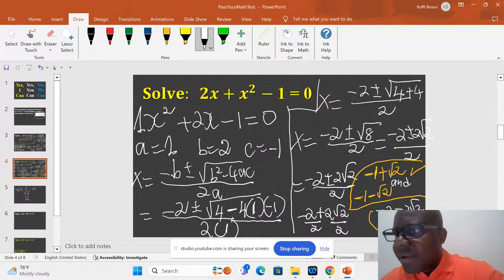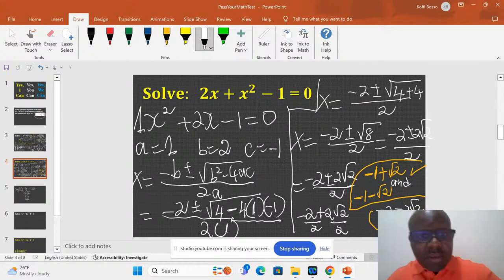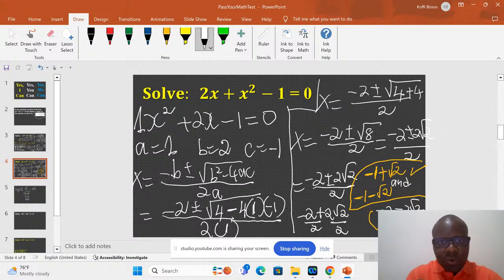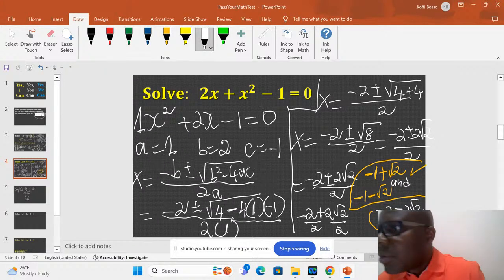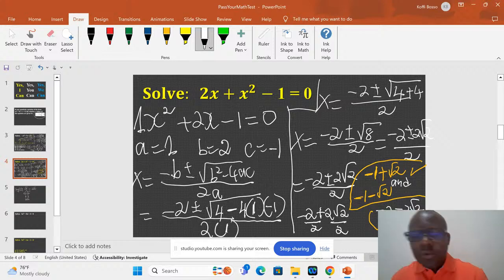I think I need to rewrite this so it will be clear to see. Because here it's not visible, right? Okay, it's fine, that's good, perfect. Now we continue.